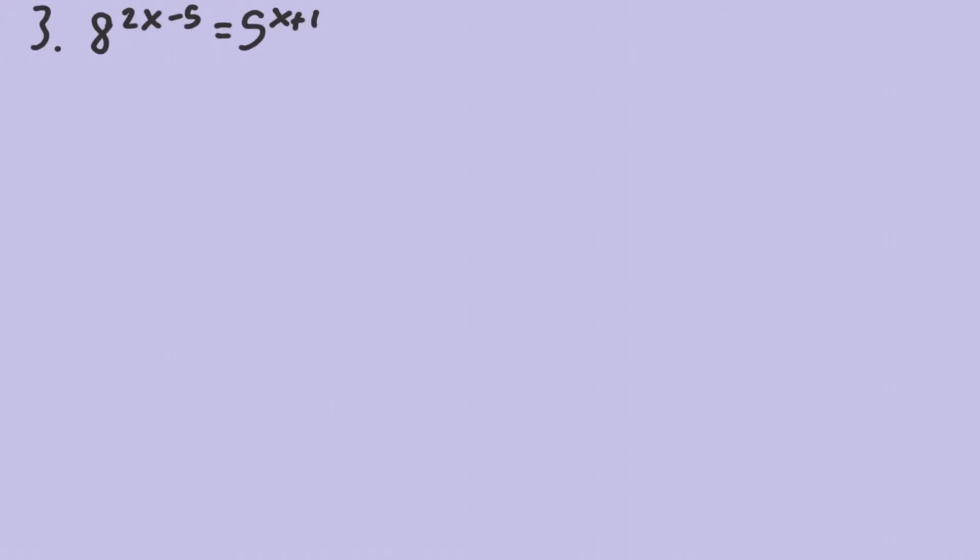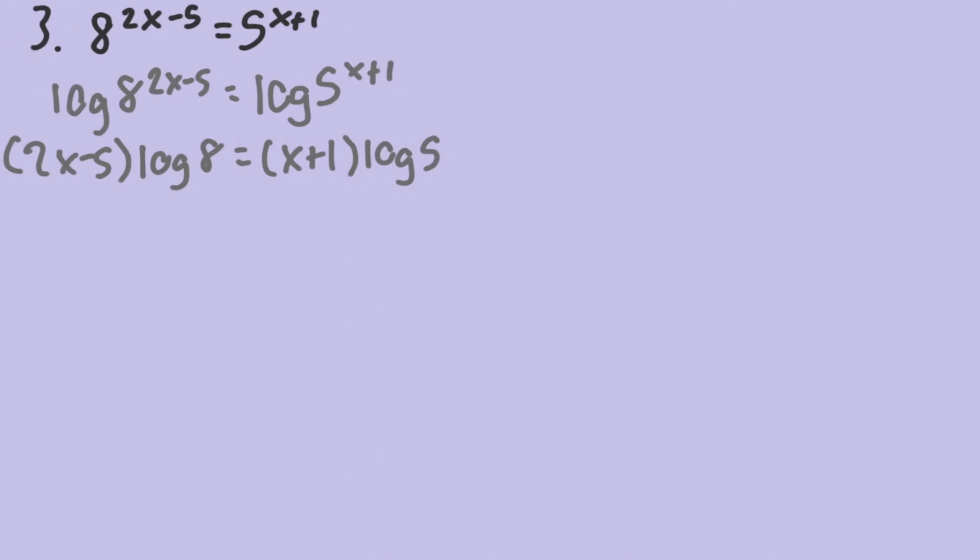Here we have 2 exponents with x's in them. Again, try to get the same bases first, but with an 8 and a 5, we're not going to be able to do that. So let's log both sides, either log or natural log. And remember, the purpose of logging both sides is so that we can expand and bring the exponents down. Now it's an algebra problem where we're trying to get x by itself. So the next thing you're going to always want to do is distribute. So that's 2x log 8 minus 5 log 8 equals x log 5 plus 1 log 5.